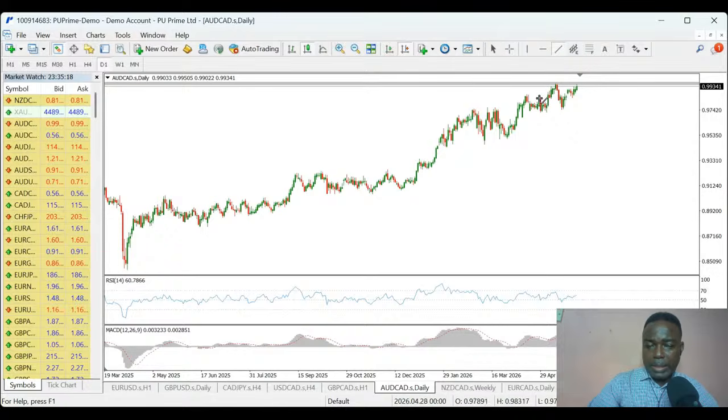Now on that daily time frame, don't forget that we're bearish on most of these instruments. I'm seeing the formation of a head and shoulder pattern, the second shoulder, and that can lead to a massive bearish breakout on the AUD card in the coming days, all things being equal.